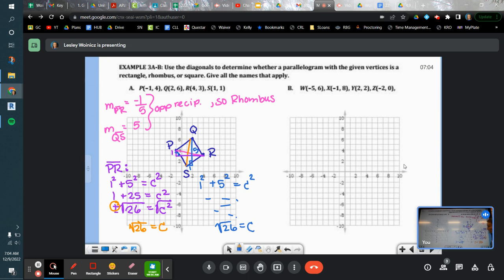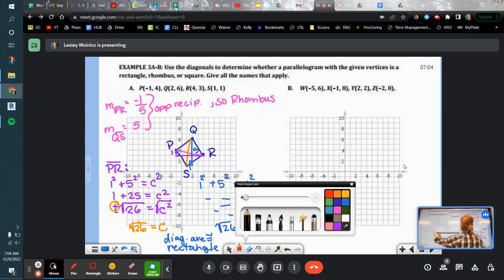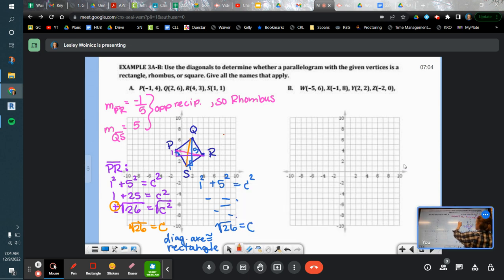So if my diagonals are congruent, which they are, diagonals are congruent. So this is a rectangle. Now, if it is both a rectangle and a rhombus, we can say that it is a square. So it's a rhombus, it's a square, it's a rectangle.